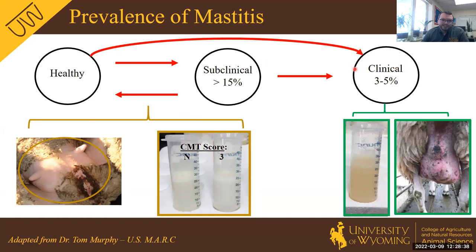And there's lasting tissue damage associated with clinical mastitis as well. So overall, clinical mastitis has about 3 to 5% prevalence. Subclinically infected ewes look the same as healthy ewes. There are no visually apparent signs. Prevalence is much greater than clinical mastitis, at least 15%. But again, we've seen some prevalence closer to 90%.